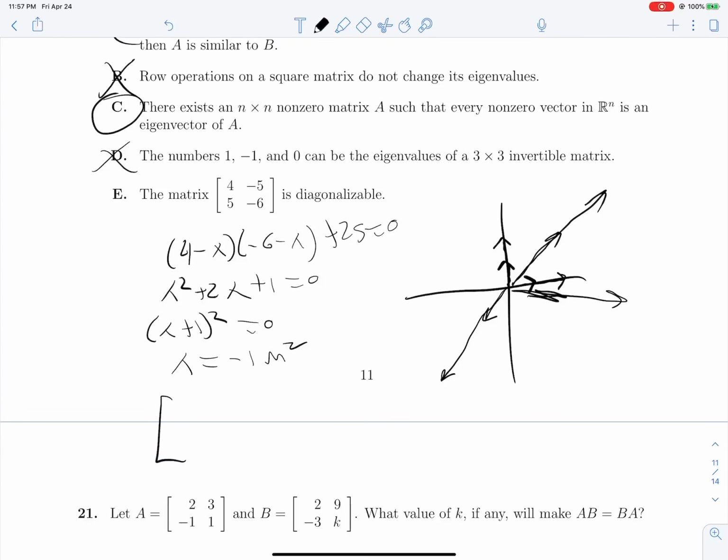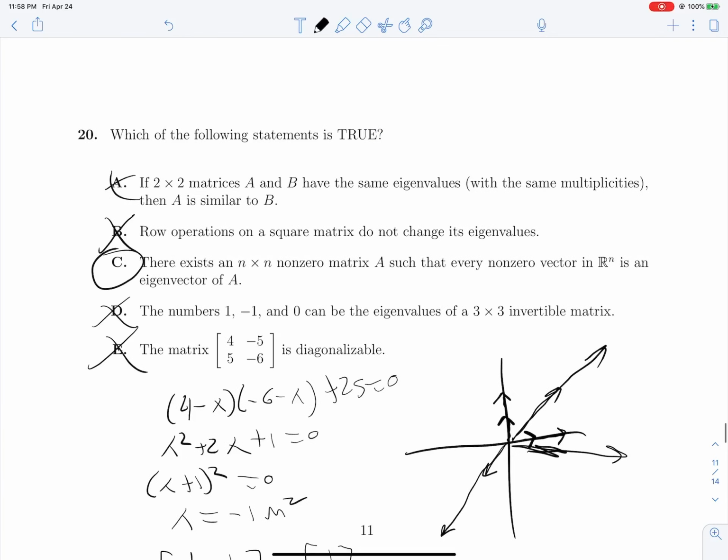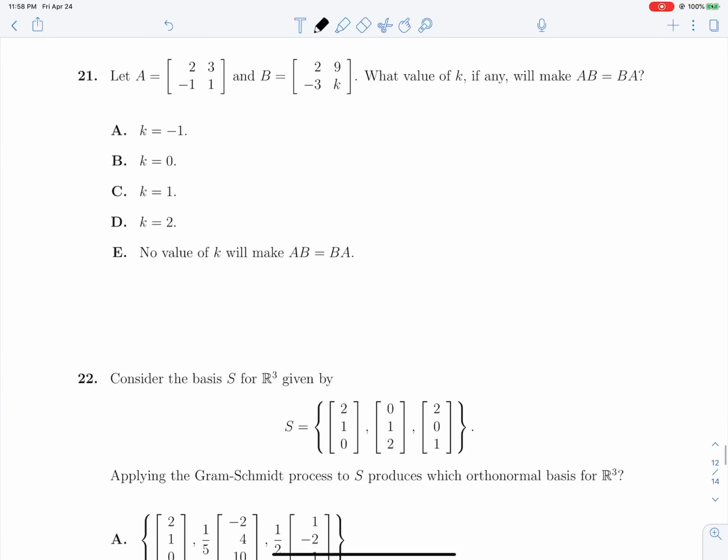If we plug in -1 to A minus lambda I, we get 5, -5, 5, -5. This will only create one free variable. So we can row reduce this down to 1, -1, 0, 0. So we get an eigenvector of (1, 1), but we're still not diagonalizable because we only got one eigenvector. We need 2 eigenvectors from this eigenspace because it has a multiplicity of 2. So yeah, no, that's no good. So 20 is C.